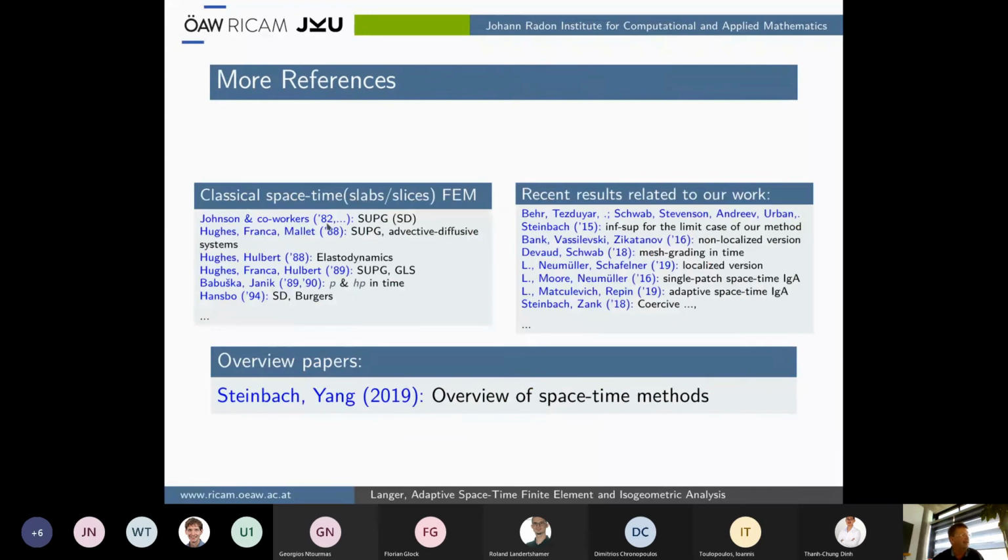It started already with the time slices, these time slice methods by Johnson in 1982, and then there were some papers, and then there was a revival of space-time approaches in connection with big parallel machines, of course. And now I can also add a lot of citations.